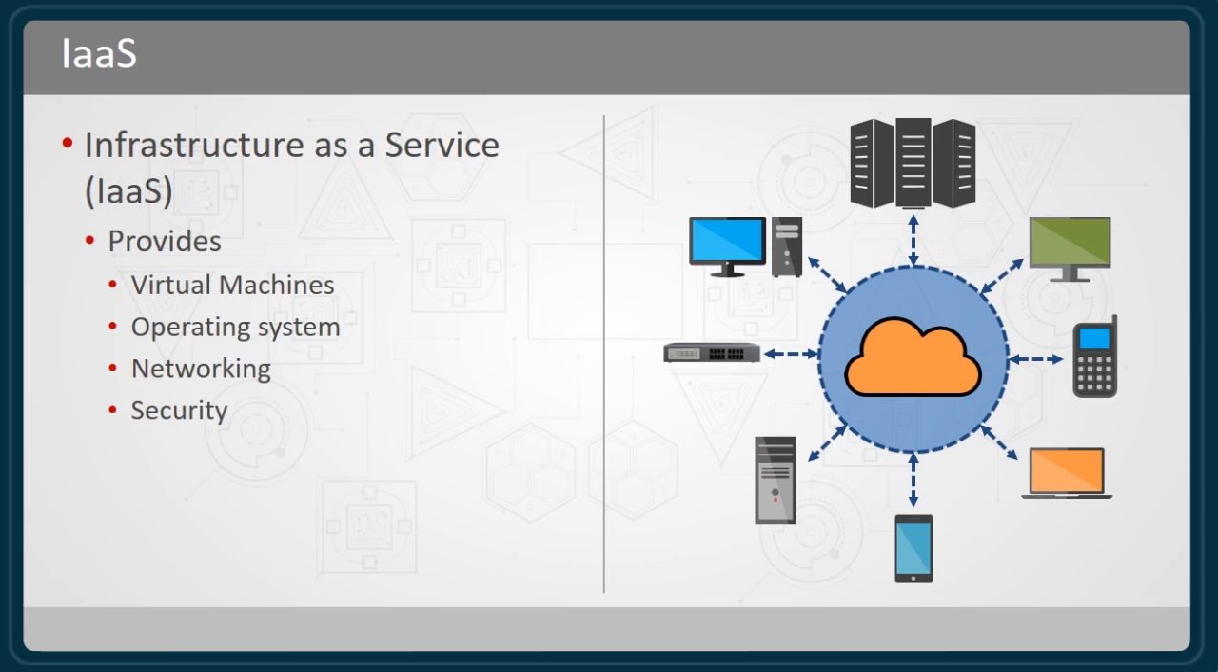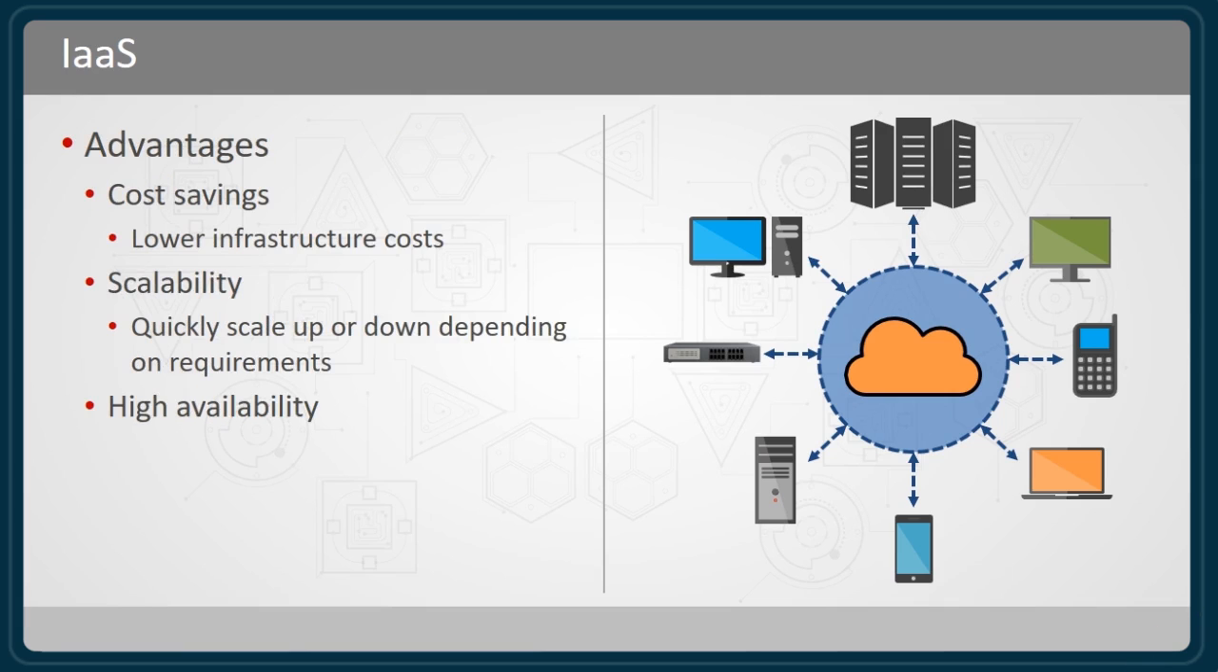So if you need more servers in your environment, for example, you can just create new virtual machines and they can come with any operating system that you want in many cases. Advantages here, cost savings. Again, that lower infrastructure costs. You don't need the physical systems to host the virtual machines. They are already there at the provider. Again, highly scalable. You can quickly scale up or down depending on the requirements, and highly available as well. It is really up to the provider to ensure that the redundancy is there for all of these features.